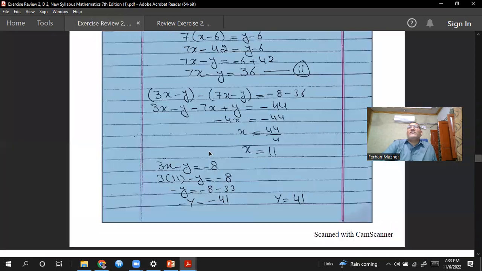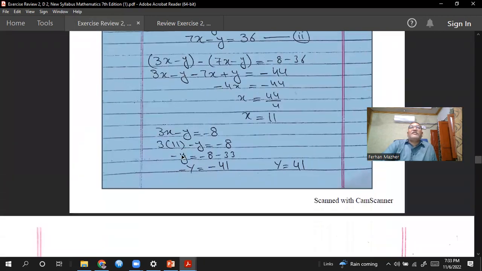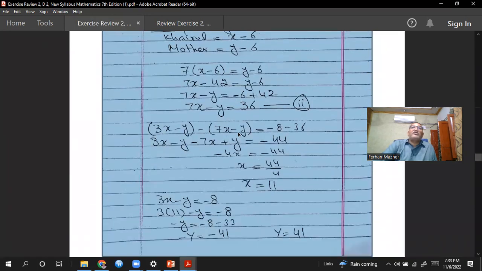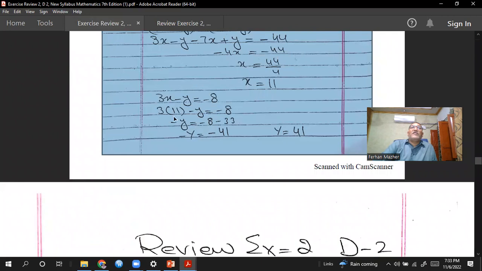Now I will substitute the value of X in my first equation, which is 3X minus Y equals minus 8. In the place of X, I have substituted 11. So 3 into 11 minus Y equals minus 8. So minus Y equals minus 8 minus 33. So minus Y equals minus 41. Minus minus will be cancelled. So Y equals 41.